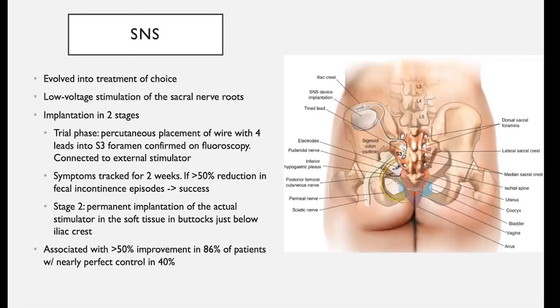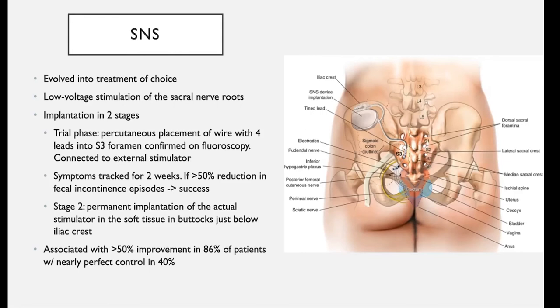The sacral nerve stim, you'll see it here, performed here. It's evolved into the treatment of choice for fecal incontinence. And it provides low voltage stimulation of the sacral nerve roots. It's done in 2 different stages. The first stage is referred to as a trial phase. This is where you place the wire with leads into the S3 foramen, usually under fluoroscopy, to confirm that you're in the right space. And then it's connected to an external stimulator. And then symptoms are tracked for 2 weeks.